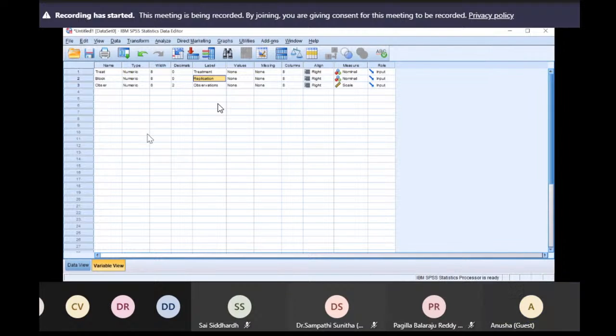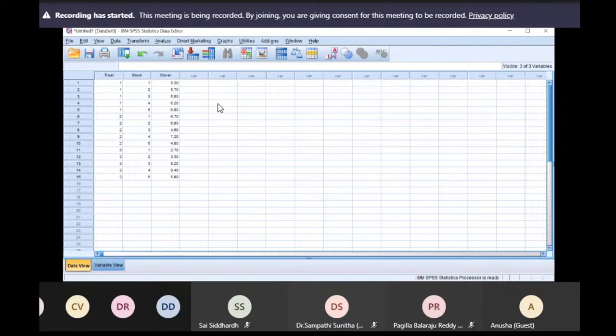So we can test the hypothesis in two ways. One is row-wise, that is treatment-wise, and the other one is column-wise, that is called block-wise. Two hypotheses that you can test here. And now the observations. Now go to analyze.